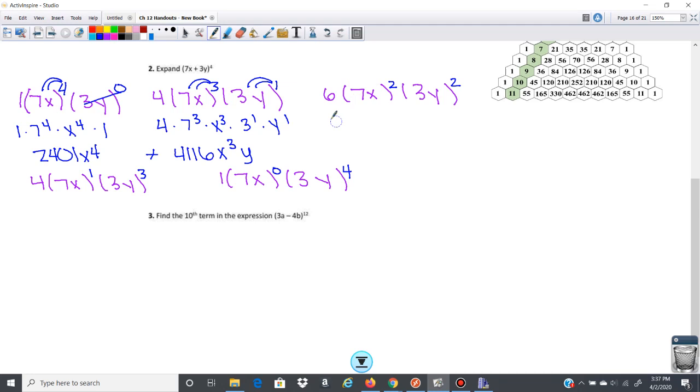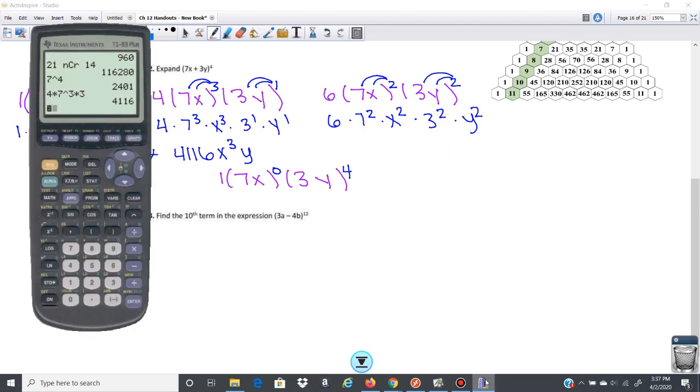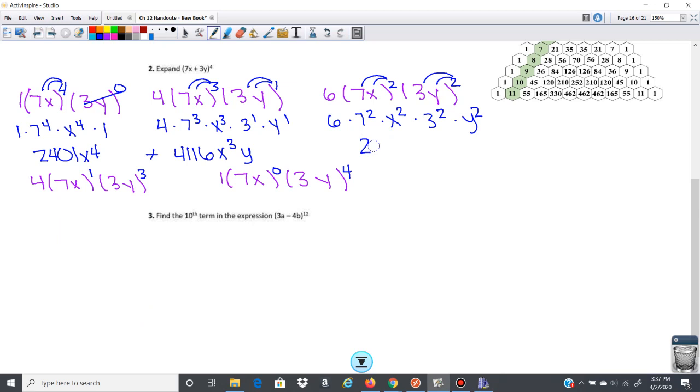Okay, so our next one, we've got 6 times 7 squared x squared times 3 squared y squared. So we've got 6 times 7 squared times 3 squared. So 49 times 9. So 2,646. And then you have x squared and y squared, and a plus sign there.